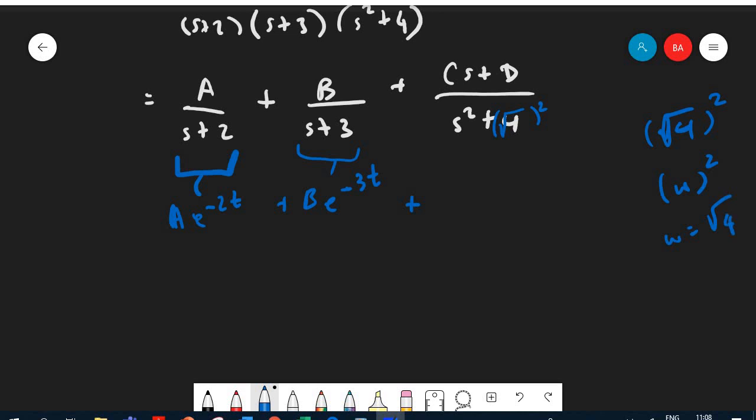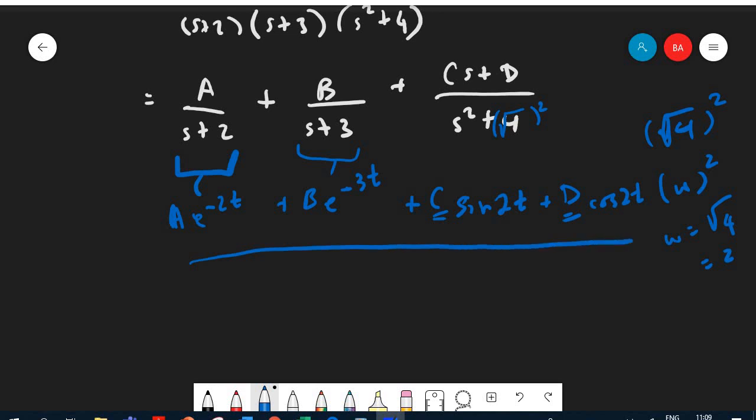And this is the way that we deal with it. Since we have square root of 4, my answer is going to have square root of 4, which is 2. So just to make it easier, I'm going to have here a certain term, and then a sine 2t, plus another term, like c and d, and that will be cosine 2t. So this is my answer, right?